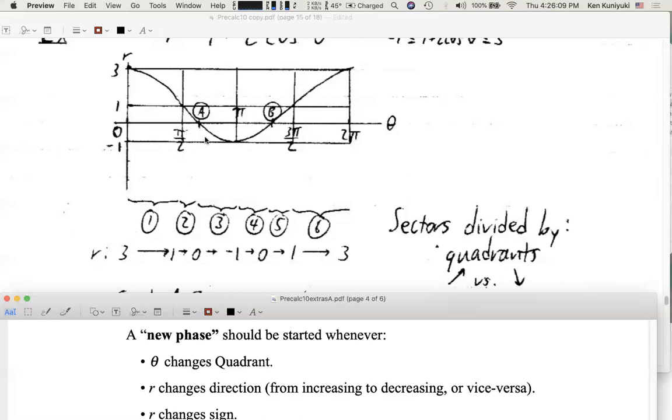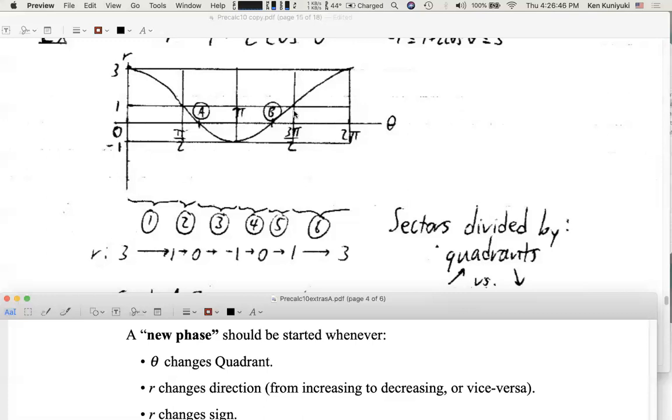In phase 3, okay, that takes us up to theta equals pi, which is a quadrantal angle. And remember, when we change quadrants, we have a new phase. So we now go to phase 4. Also, r changes from decreasing to increasing. That's another reason why we have a new phase. And then at this 0, when r equals 0, r is going from negative to positive. We're changing phases from phase 4 to phase 5, right?